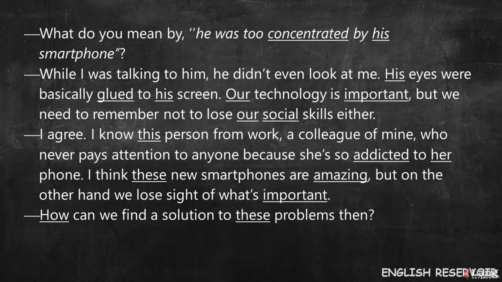I agree. I know this person from work, a colleague of mine, who never pays attention to anyone because she's so addicted to her phone. I think these new smartphones are amazing, but on the other hand, we lose sight of what's important. How can we find a solution to these problems then?